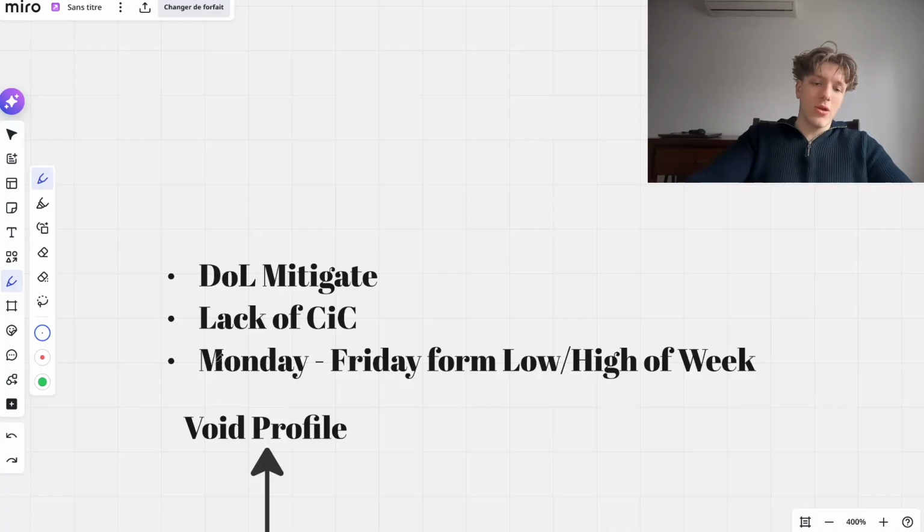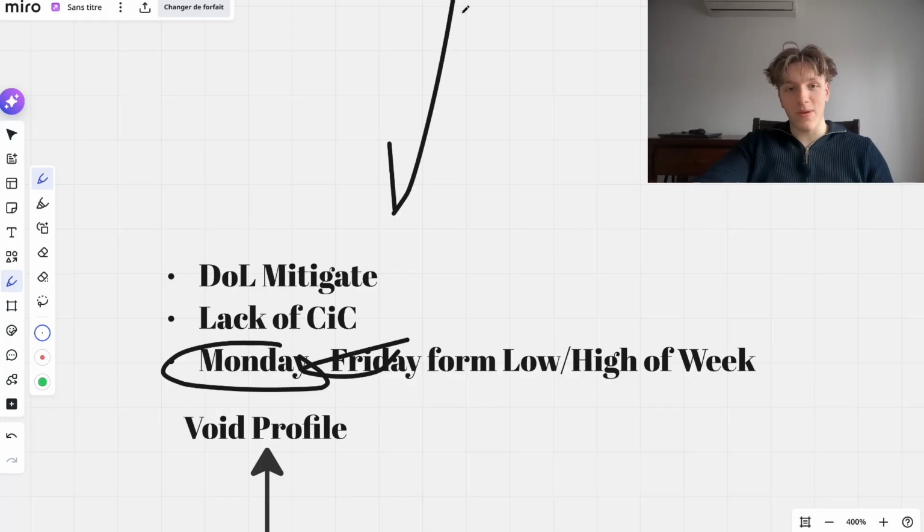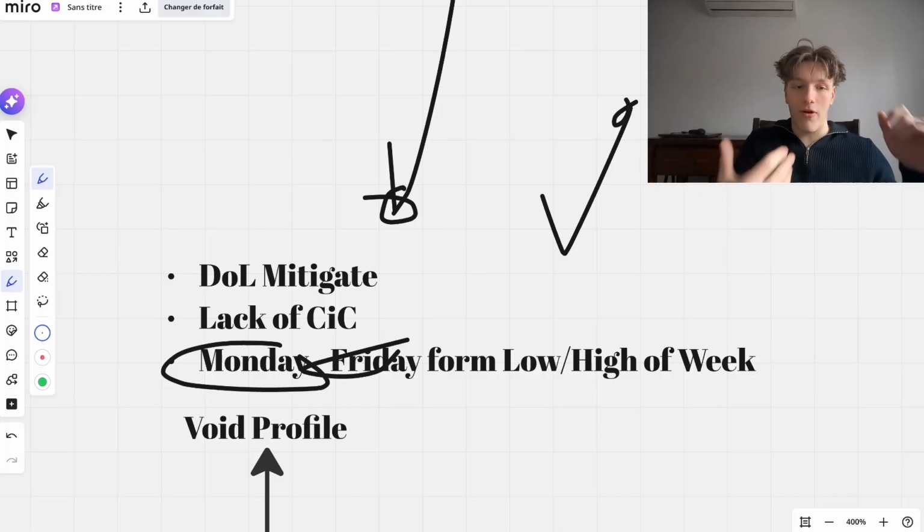Finally, the last thing we consider a void profile is either Monday or Friday making the low or high of the week. This can be valid, but in terms of weekly profile, this is not super high probability. I personally don't really like it when Monday sets the low and then we expand higher, because most of the time this will be engineered liquidity. And same for Friday. Once Friday forms the high or the low of the week, you can't really define any potential distribution after that, because it's Friday and we are currently closing. So there is nothing to consider a profile behind that.